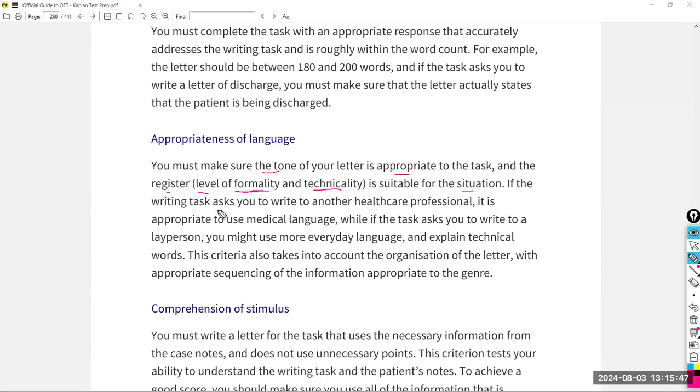If the writing task asks you to write to another healthcare professional, it is appropriate to use medical language. While if the task asks you to write to any other person, a normal person, you might use more everyday English or everyday language, and I have to explain technical words. This criterion also takes into account the organization of the letter, with appropriate sequencing of the information appropriate to the genre.